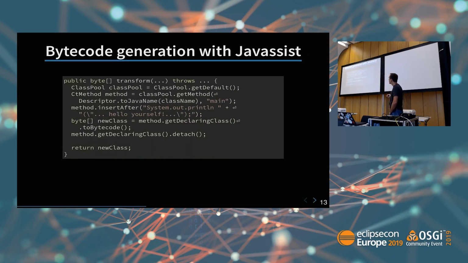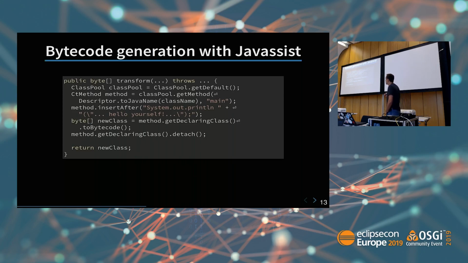So this is the implementation of the agent that wrote to the console a bit earlier. This is the body of the transform method, and you get a class pool from Javassist. Now the class pool is, well, what it says it is, right? You have a way of accessing classes that Javassist knows of. And then you get a method from it and say, this is the class name, and this is the method. And you say, let's insert some code here. And this, of course, has to be valid Java code. But the nice thing is that Javassist will compile it for you.